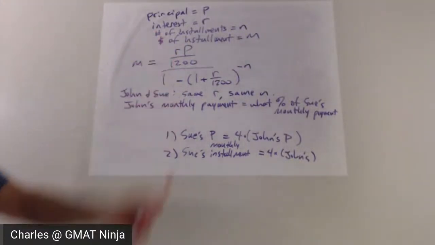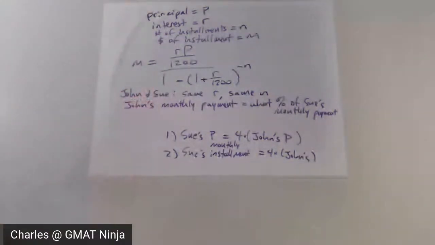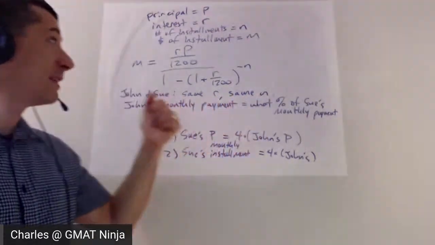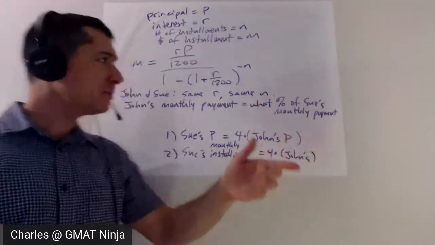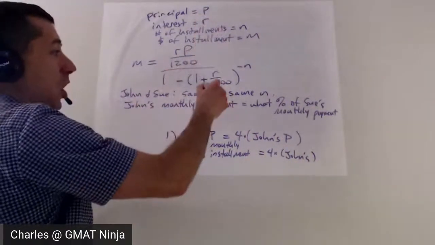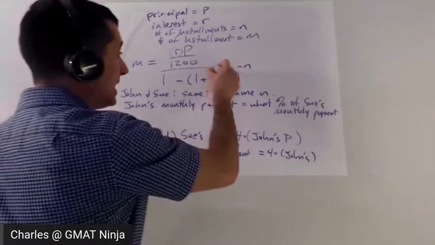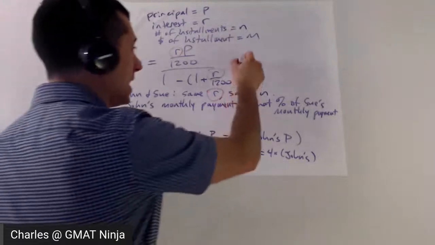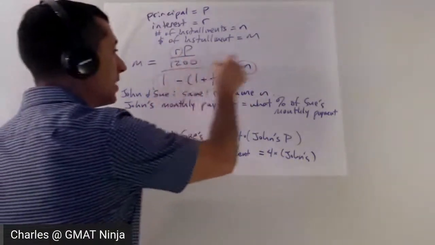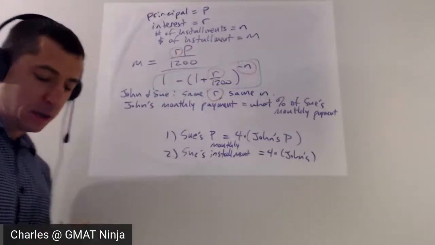Word soup, intimidating equation. And as some of the people in the live group have pointed out, you've got these four variables. It's really ugly, but what's the key? We know that John and Sue have the same interest rate and the same number of monthly installments. So what's the difference? Once you recognize that R is the same for both of them, that's a constant, and N is a constant, let's talk about this denominator. This denominator, the same for both of them, has absolutely nothing to do with the answer.